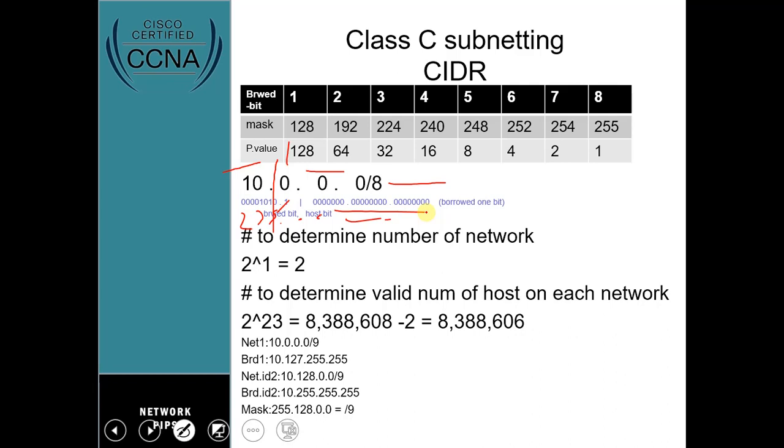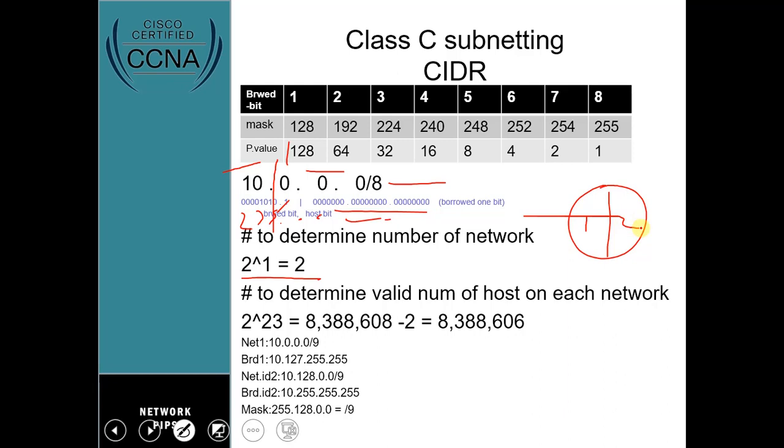So to determine how many times I'm going to break down this network, I borrowed one bit, so 2 to the power of 1 is going to give me 2. So this large network is going to break down into 2, number 1 and 2.